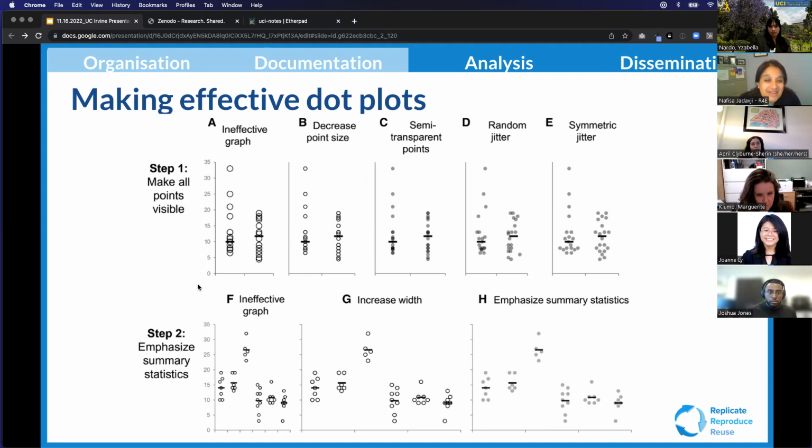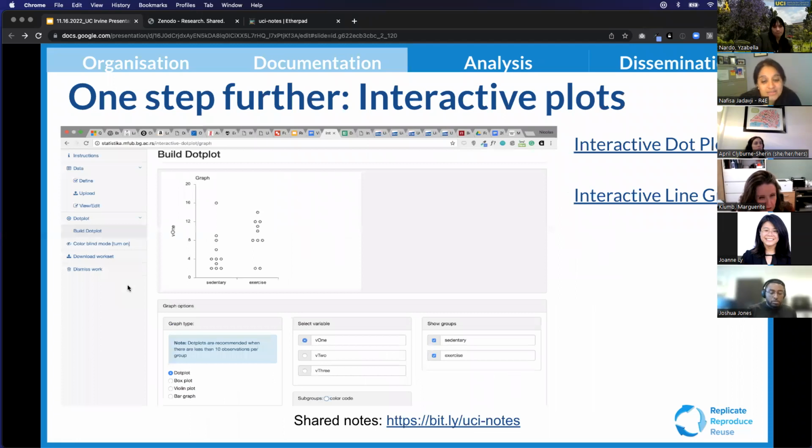There's also this really cool website where, next slide, you can actually have interactive plots. So this might be something good for if you're giving a talk. So there's interactive dot plots or line graphs, getting that animation involved in your talks.